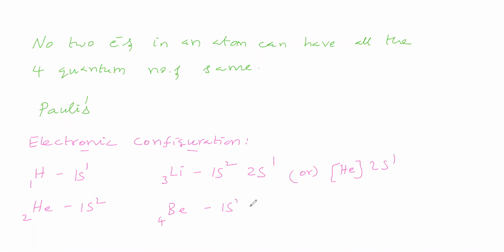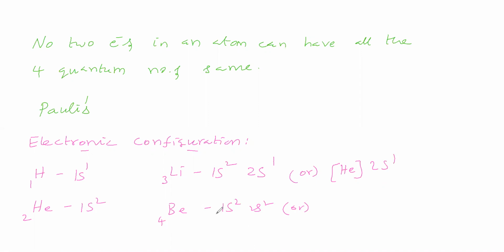Electronic configuration is 1s2, 2s2. Now, in this beryllium, 2s contains 2 electrons. These 2 electrons go for chemical reaction. But 1s contains 2 electrons. 1s is not going for chemical reaction, as like helium.